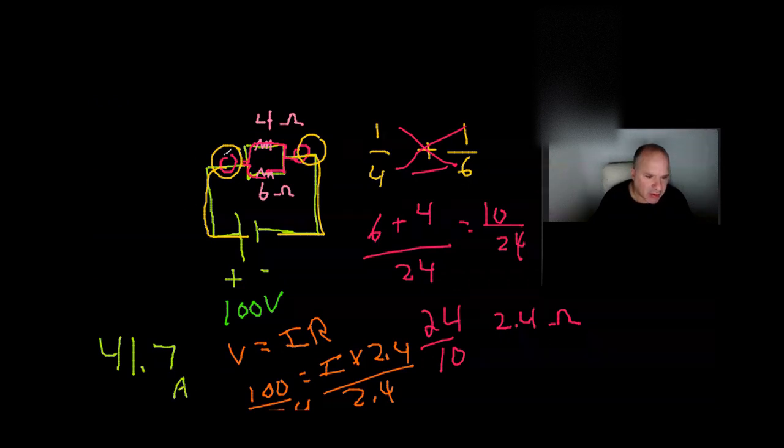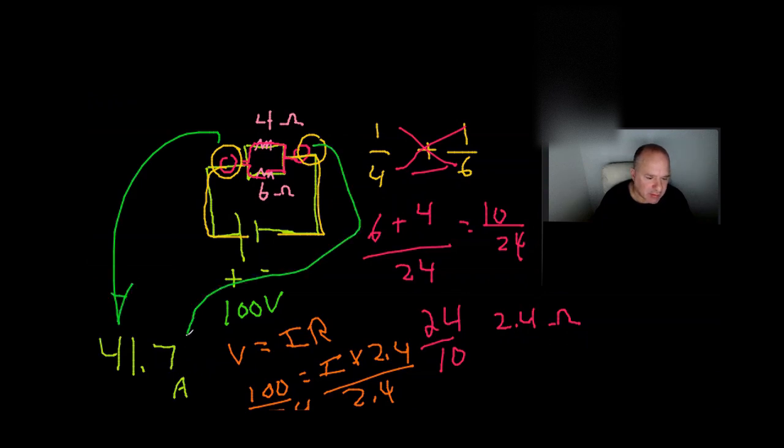And that would be the current at this spot and this spot. So that current's going to split as it goes through the top and bottom branches. But when they rejoin, they're going to add up to 41.7 amps. Okay, so that's how you do a parallel circuit. That's an example of how to do a parallel circuit.